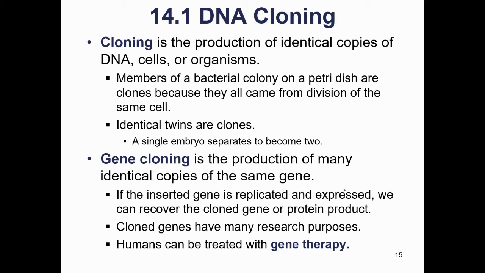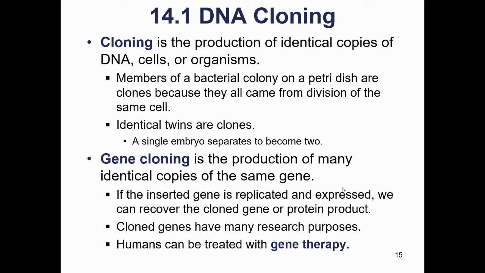Cloning, we talked about cloning when we talked about mitosis. Cloning is the production of identical copies of DNA, cells, or organisms. So all the members of a bacterial colony on a petri dish are clones because they all came from the division of one cell. So we put a single cell on that plate and it undergoes binary fission again and again and again until there's a whole colony.